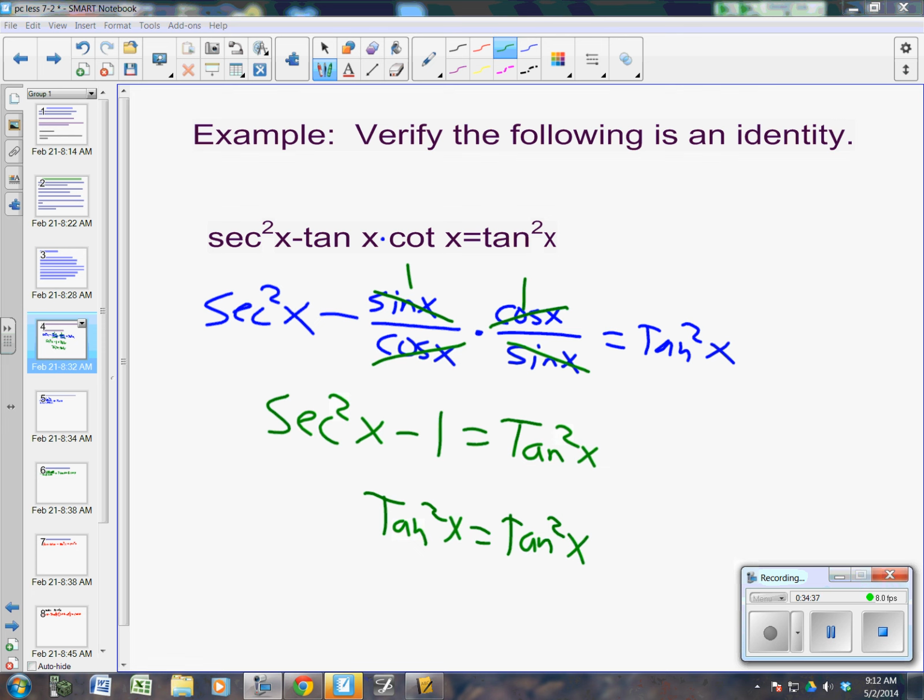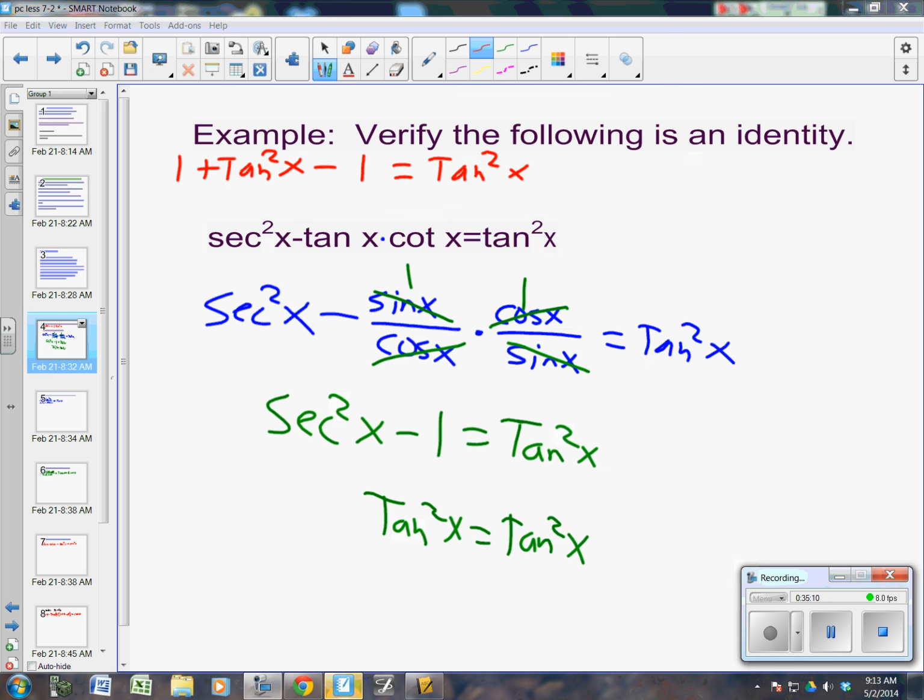Let me show you guys another way to do this. I could have done this one by changing the secant squared of x to 1 plus the tangent squared of x, using that identity. Then doing the same thing I did down here and getting 1. Remember that? With the tangent times the cotangent. Tangent and cotangent are reciprocal identities. So when you times them together, you get 1. Did you guys ever think about that? Tangent times cotangent are reciprocals of one another. When you times them together, you get 1.